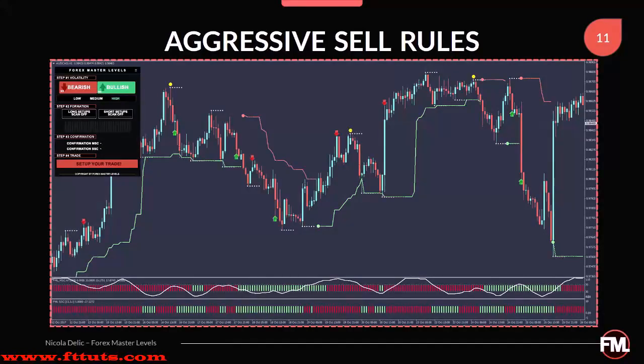Now let's look at this example. So first thing is that on the trend, we only have that H1 pointing to the downside. So we can't go conservative, but we can go for a potential aggressive setup. Again, we are looking at volatility. In this case, we have that high volatility.